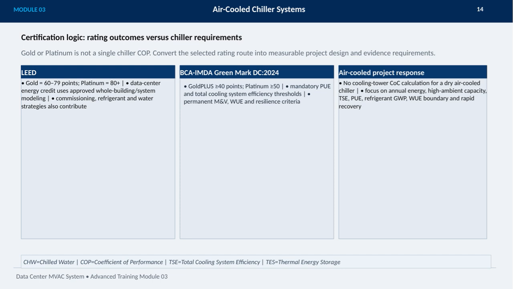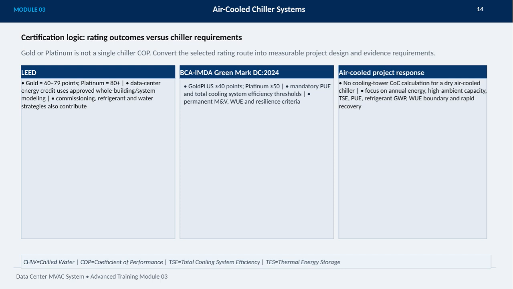For LEED certifications, gold requires 60 to 79 points, while platinum needs 80 or more. The Data Center Energy Credit uses approved whole building or system modeling, along with contributions from commissioning, refrigerant management, and water strategies. Meanwhile, the BCA-IMDA Green Mark DC 2024 standards set Gold Plus at 40 points or higher and Platinum at 50 or above, with mandatory thresholds for power usage effectiveness, total cooling system efficiency, and requirements for permanent measurement, verification, water usage effectiveness, and resilience.